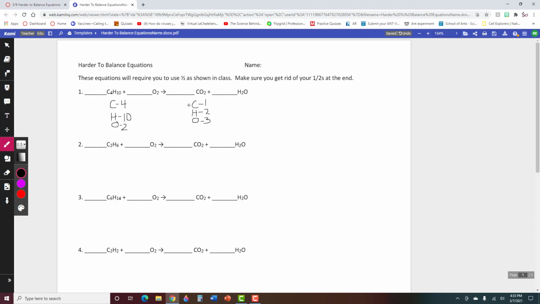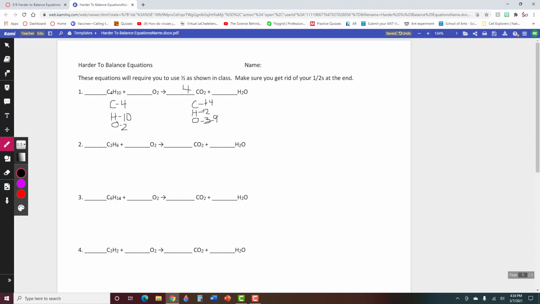Alright, start with everything but H's and O's. So C's are 4 over here and 1 over there, so I'm gonna have to put a 4 here. And this is going to give me 4 C's, and then it is also going to change the O's, so now there are 8 right here, plus 1 gives you 9.